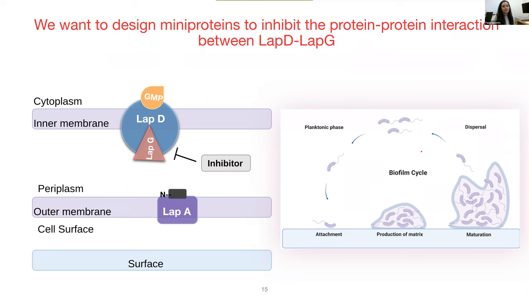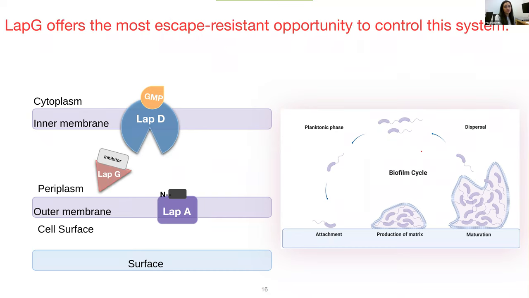So our idea is to create an inhibitor for this protein-protein interaction, the LabD and LabG system. And ideally, our target is LabG. This was something we thought about, like which would be the best. Obviously, we can target different proteins within the system, but we decided that LabG was the most suitable target because the bacteria can attempt to overcome the inhibitor by modulating the abundance of a protein. But if you modulate the abundance of LabG, that only helps our function of having more LabG presence in the periplasm and continue to cleave the LabA adhesin, rather than maybe targeting the LabD receptor.